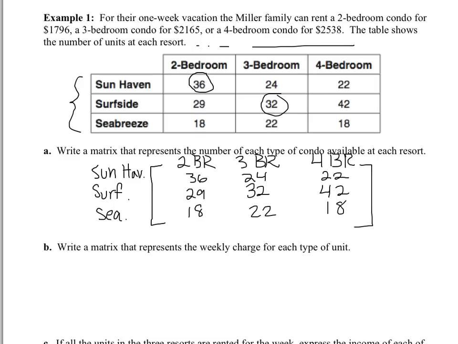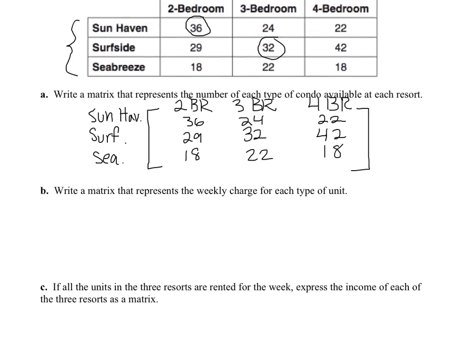Okay, for the second part of this, we want to write a matrix that represents the weekly charge for each type of unit. So in the description of this problem, they told me the 3 various prices. So the first one is $1,796 for the 2-bedroom. Then we have $2,165 for a 3-bedroom and $2,538 for a 4-bedroom.